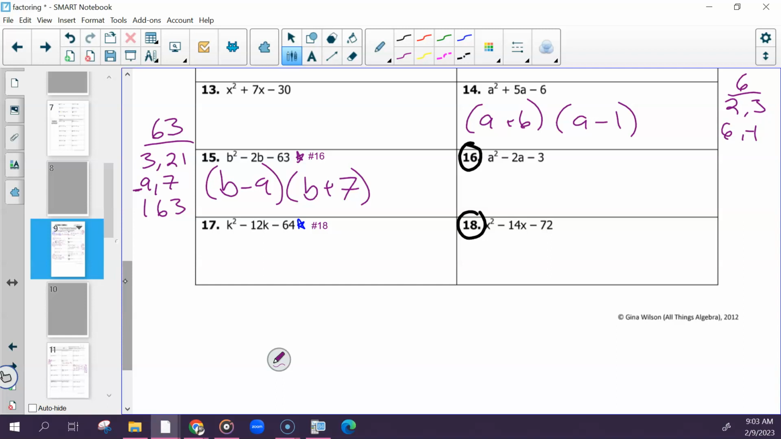Of these last four, 16, 17, 18, pick one more and we'll do that one. Okay. So for 16, factors of 3. 1, 3. And then, which one would be negative? For 3. So our factors would be A minus 3, A plus 1.